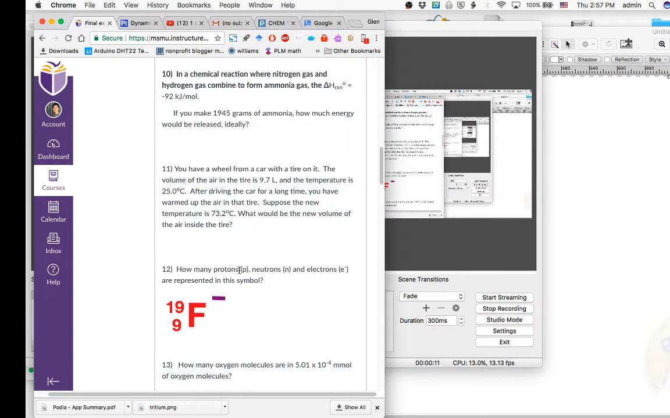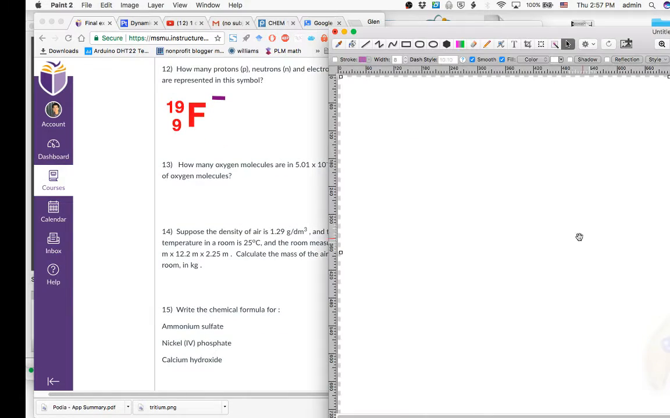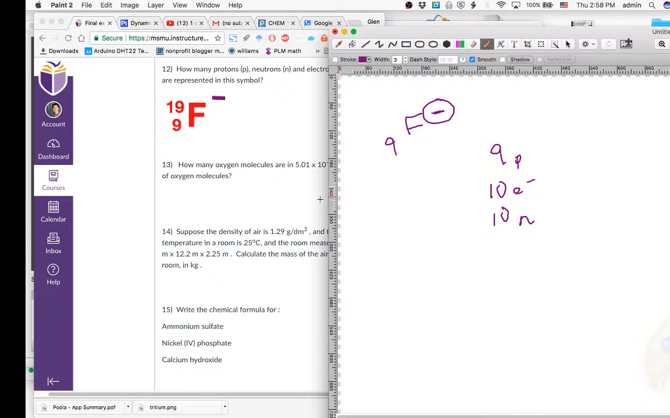So I think I stopped at number 11 last time, and here we are with number 12. This symbol means that there is an atom of element fluorine with one extra electron. It has 9 protons, right? So 9 protons. But if there's an extra electron, that means it has 9 plus 1 electrons, so 10 electrons. And this number here is the mass number. So if you subtract these, you'll get the number of neutrons. So that's 10 neutrons.